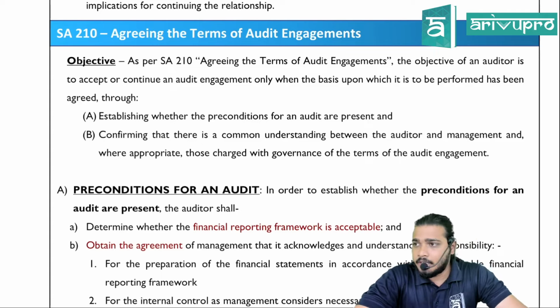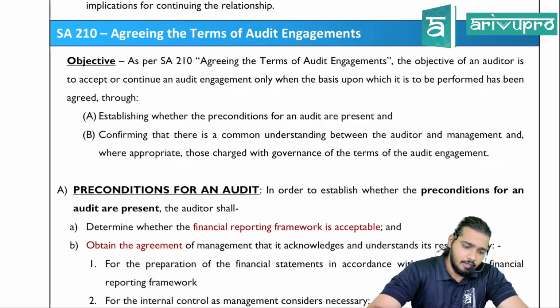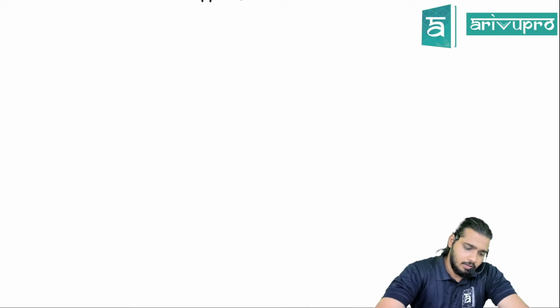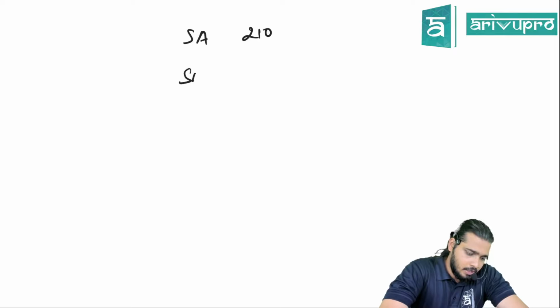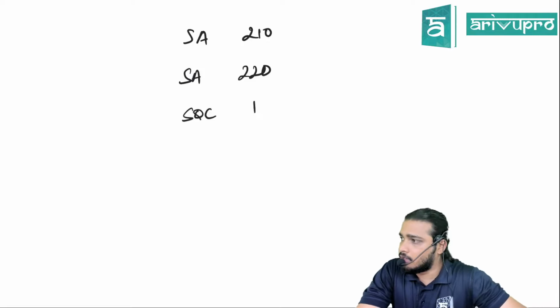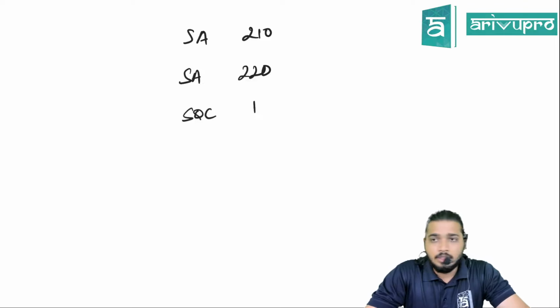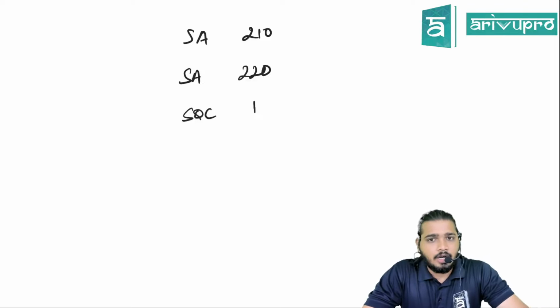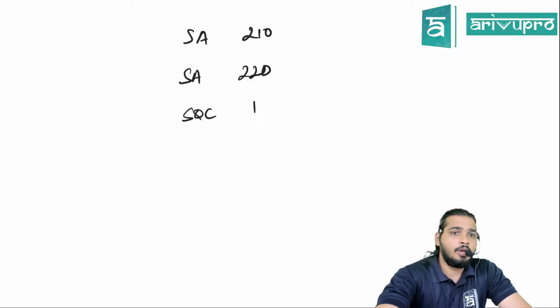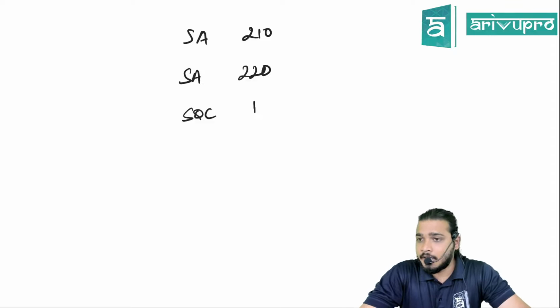We have 3 standards to cover in this chapter. Okay. One is SA. You have to cover SA 210, SA 220 and SQC 1. These are the 3 standards we are going to cover in this one particular chapter. Now, before we start the standard, I am going to tell you how to read a standard, especially in auditing.